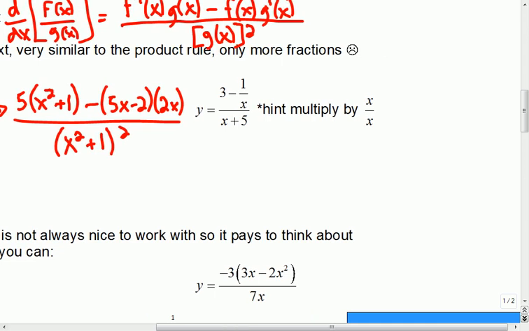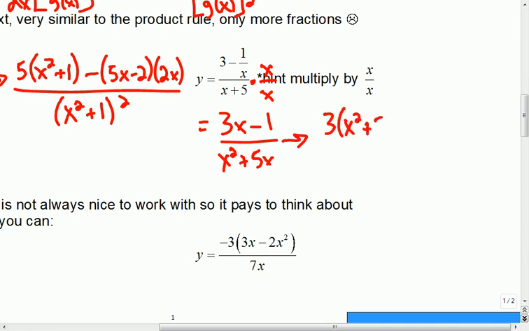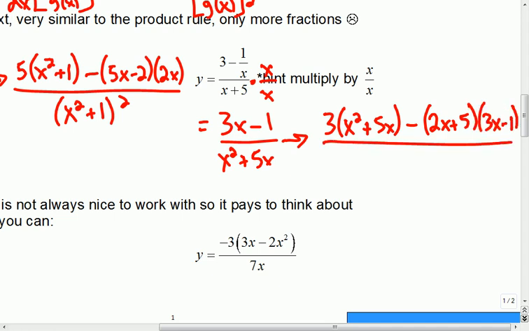Okay, so for this one, my suggestion was sometimes it's worth simplifying first to make life a little easier. So if I multiplied this by x over x, we talked about this when we were doing those trig identities in Math 12. If I multiply through, I get a lot simpler of a fraction. Now it's a little easier to work with. So again, the pattern is it will be the derivative of the top, so 3 times the bottom, take away the derivative of the bottom, so this time it'll be 2x plus 5 times the top, and the bottom squared.